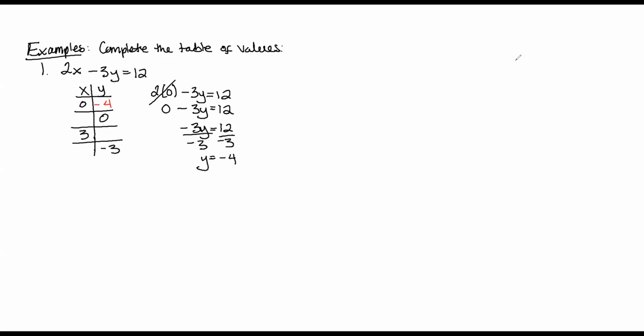Now, if you can, I would pause, figure out what these three are, and then fast forward to where I'm done finding them. Double check your answers. If you got them, you're good. If not, watch my work. But I'm going to go ahead and do the next point here. So we're plugging in 0 for y. So 2x minus 3 times 0 equals 12. Simplify, so 2x minus 0 equals 12. 2x minus 0 is still 2x equals 12. Divide by 2, and we get x equals 6.